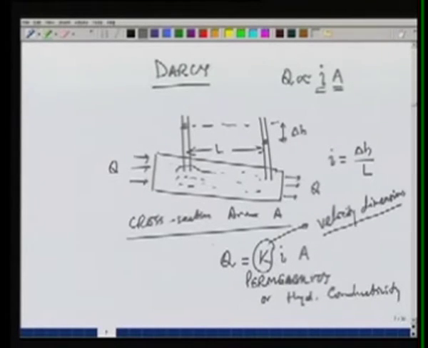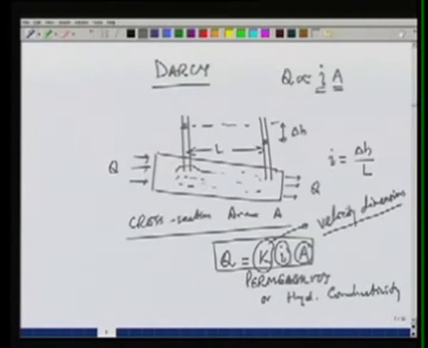So if you look at this equation, we have a way of defining the hydraulic conductivity. For example, if we say that there is a unit cross section area tube subjected to a unit hydraulic gradient, then Q will be equal to K. So hydraulic conductivity can be defined as the amount of flow passing through a unit cross sectional area of soil with a unit hydraulic gradient. So we can write K equal to Q for I equal to 1 and A equal to 1.